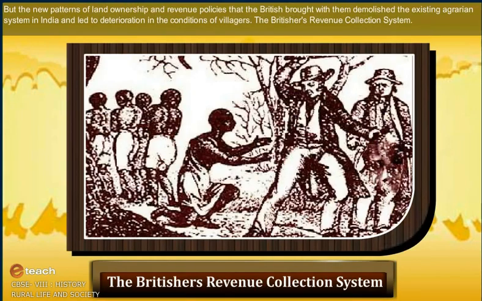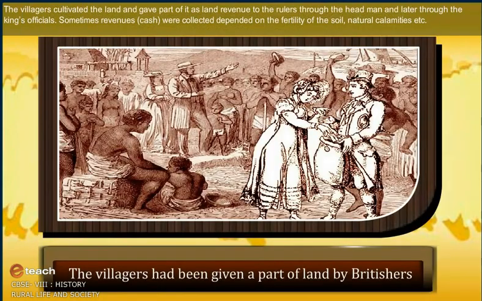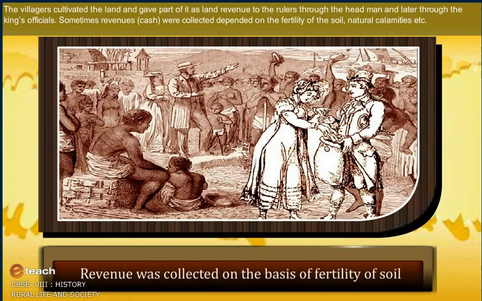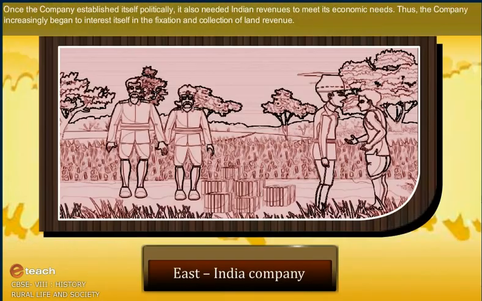The Britishers' revenue collection system. The villagers cultivated the land and gave part of it as land revenue to the rulers through the headman and later through the king's officials. Sometimes revenues, in cash, were collected depending on the fertility of the soil, natural calamities, etc.